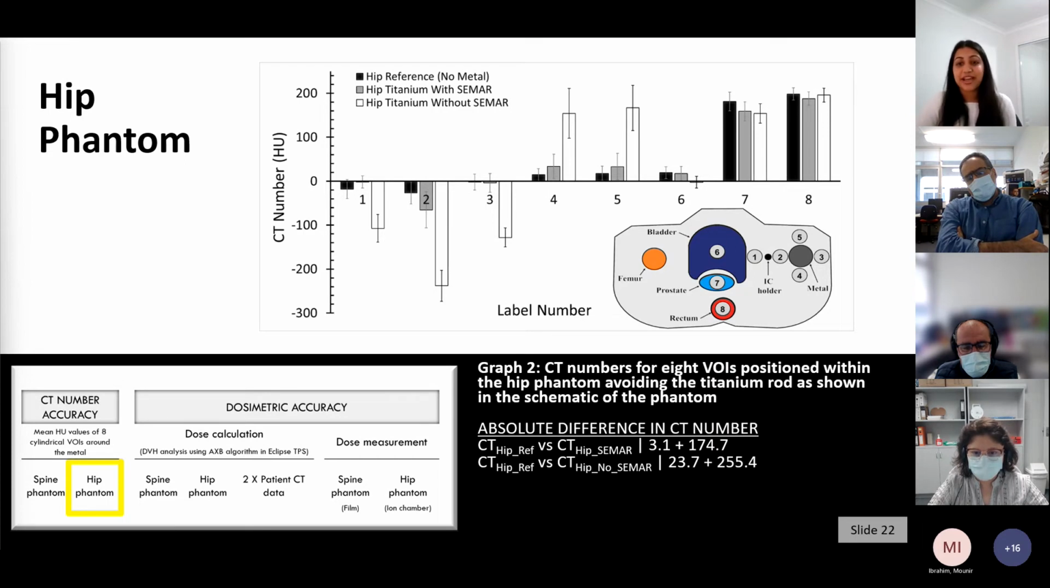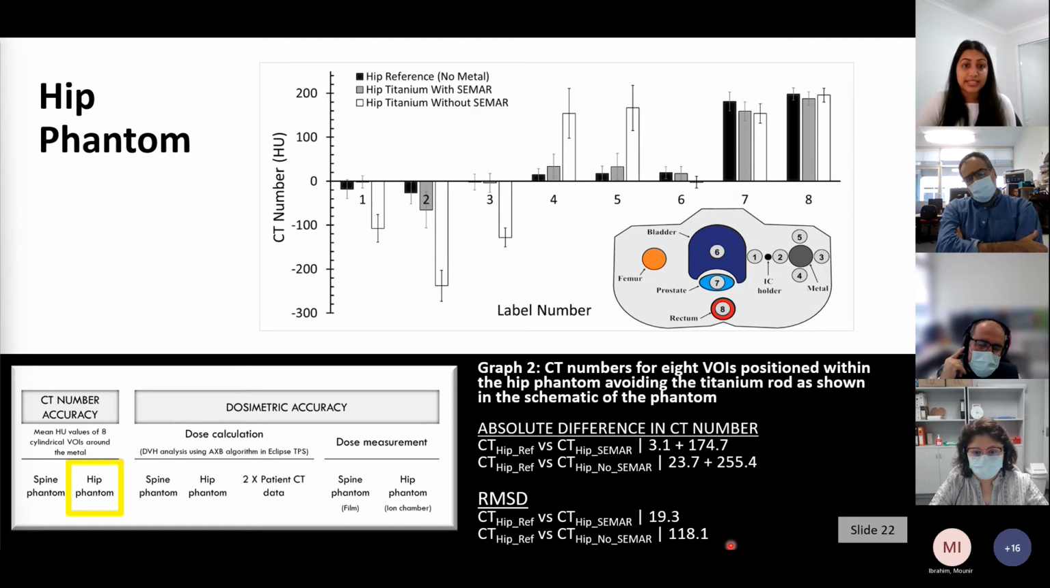Again, just like the spine phantom, looking at the values, you can see that artifact correction with SEMAR generates more accurate CT numbers. And the RMSD between CT ref and CT SEMAR was around 6 times better, at 19.3, in comparison to the RMSD between CT ref and CT no SEMAR of 118.1.